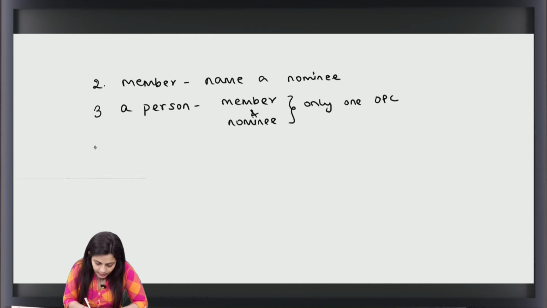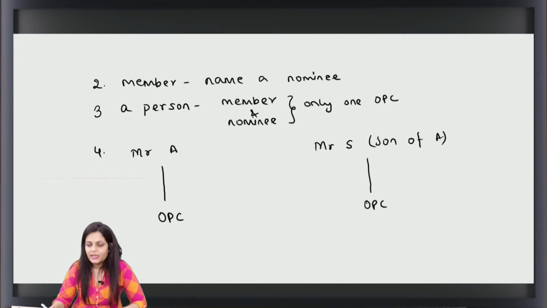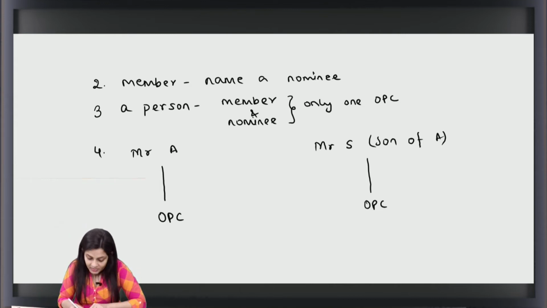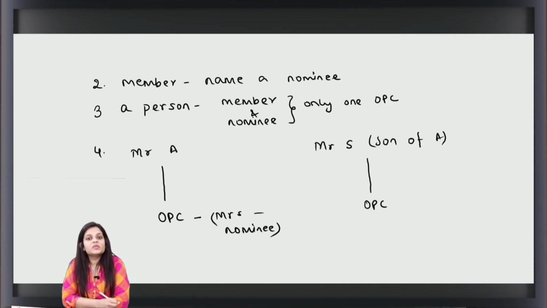Now, let us say this is Mr. A. He opened an OPC. And this is Mr. S. Who is Mr. S? Son of Mr. A. He opened another OPC. Can he do that? Yes, yes, yes. Why not? You cannot open two OPCs, but two persons can open two separate OPCs. Yes. Now, what Mr. A does is for his OPC, he names Mr. S as his nominee. Can he do so? Yes.